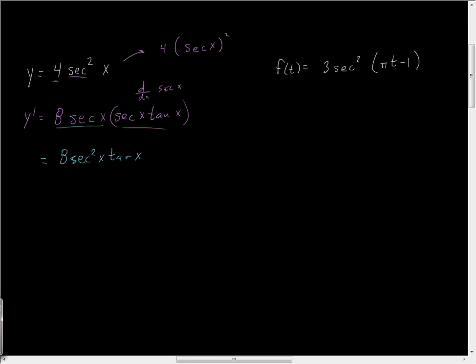All right, let's go ahead and continue on, and this will be the final example in this video. We've got f of t is equal to 3 times secant squared of pi t minus 1. And so we really are having about a three-tiered chain rule here. We have an outer function, which is the square. We have an inner function, which is the secant. And then we have an inner function, which is pi t minus 1. Okay? So we want to be very, very cautious how we do this.